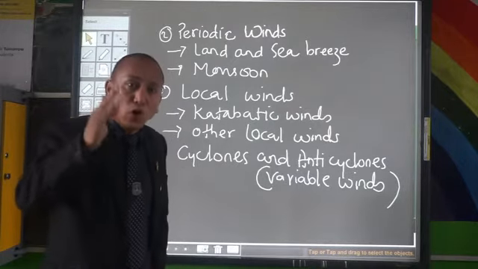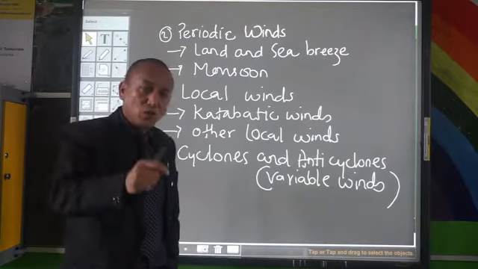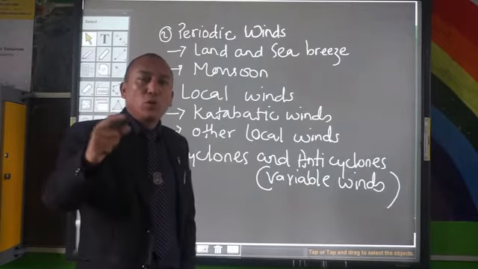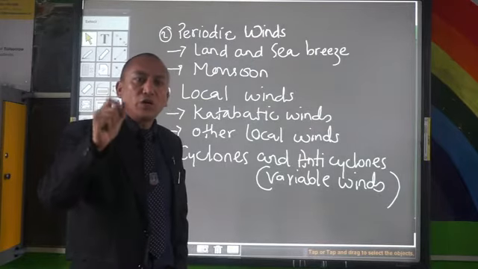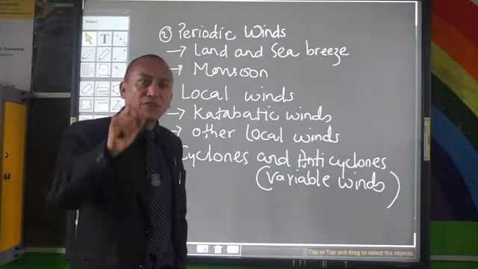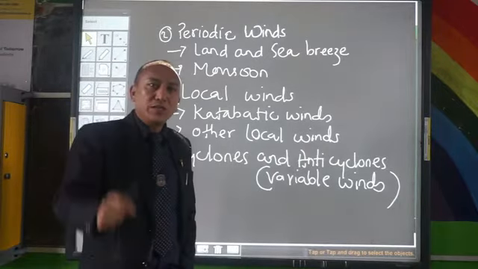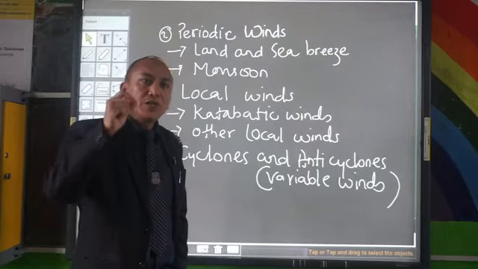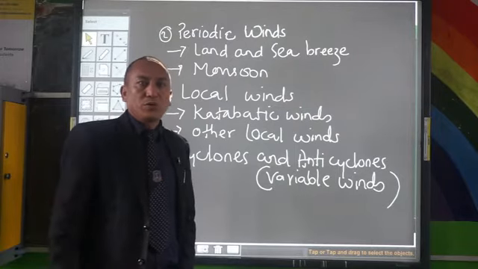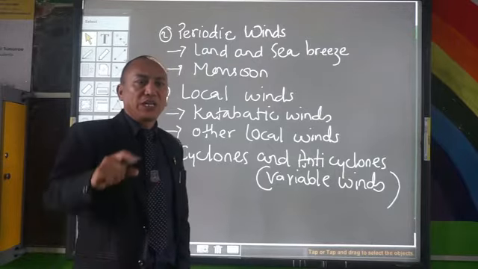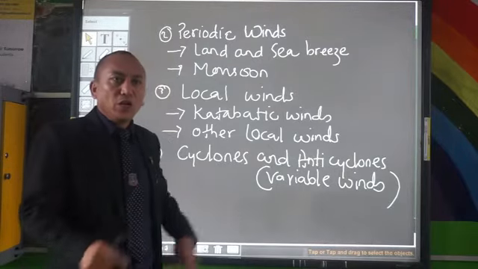Then we also have hot winds, which are also examples of local winds, which blow in a particular area, like the Chinook, which is a hot wind, which blows in the Rocky Mountains. We have the Fohn, which blows in the Alps, which is also a hot wind. And then we have the Santa Ana, which blows in Southern California. So these are the examples of the local winds.